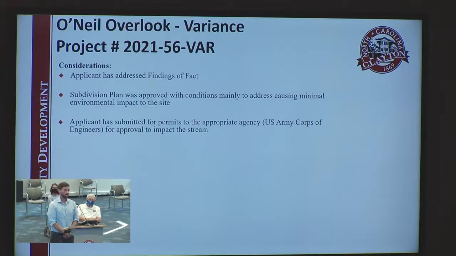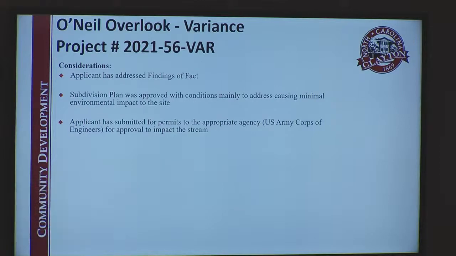So the applicant has addressed findings of fact. That's been included in the packet. They'll go into that in greater detail as well. This subdivision plan was approved by council with conditions primarily to address environmental impact and to minimize those concerns. And the applicant has also submitted for permits to the appropriate environmental agencies that would have jurisdiction over the RCA areas. And with that, I'll turn it over to Joshua Baird, town engineer.